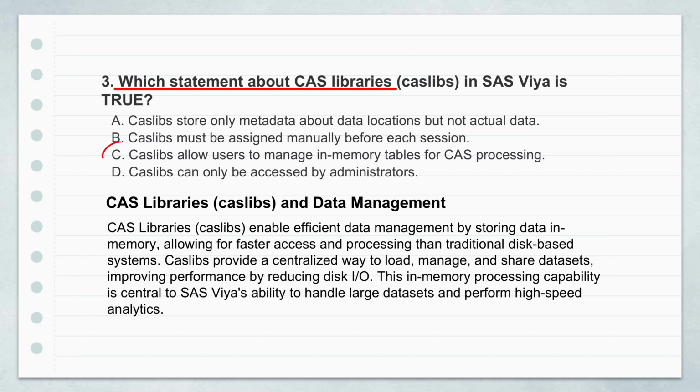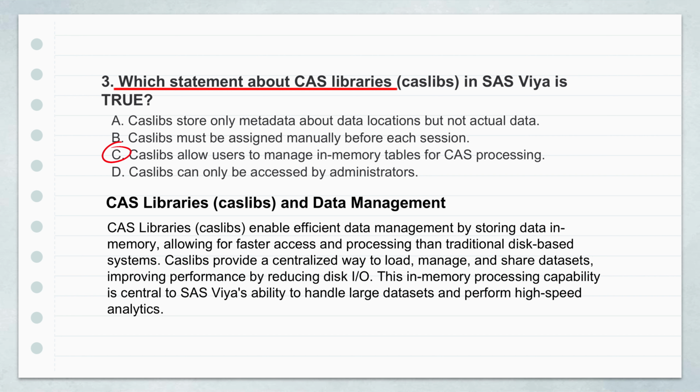Manage in-memory tables, so they're not just pointers to data, they're actually where you work with it in that super fast CAS environment. Precisely. Think of CASLIBs as the bridge between the CAS engine, the in-memory processing powerhouse, and your underlying data sources. They provide a way for users to load data into the CAS environment where it resides as in-memory tables. This is what enables those incredibly fast analytical operations. Users can then manage these in-memory tables, perform transformations, aggregations, and so on, all within the speed of memory.